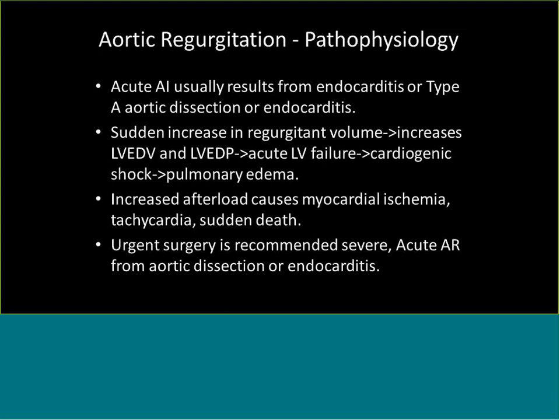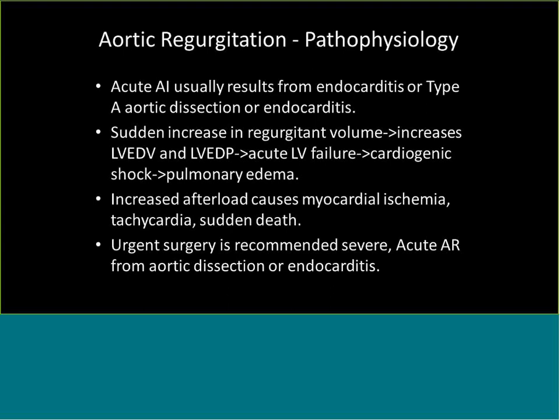Acute aortic insufficiency usually results from endocarditis or a type A aortic dissection. So those two things are the most common causes for acute AI. When patients develop acute AI, there's a sudden increase in regurgitant volume into the left ventricle, and so there's an increase in the left ventricular end diastolic volume and pressure. The ventricle hasn't had time to compensate for that. This is just an acute event. The ventricle is just trucking along, and then all of a sudden there's all this regurgitant volume.